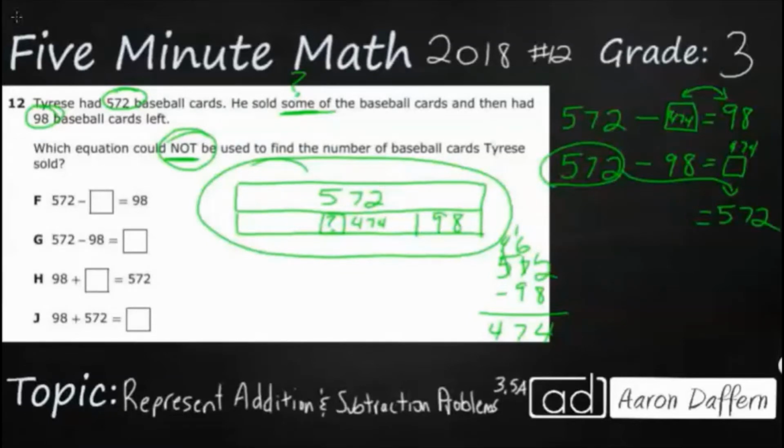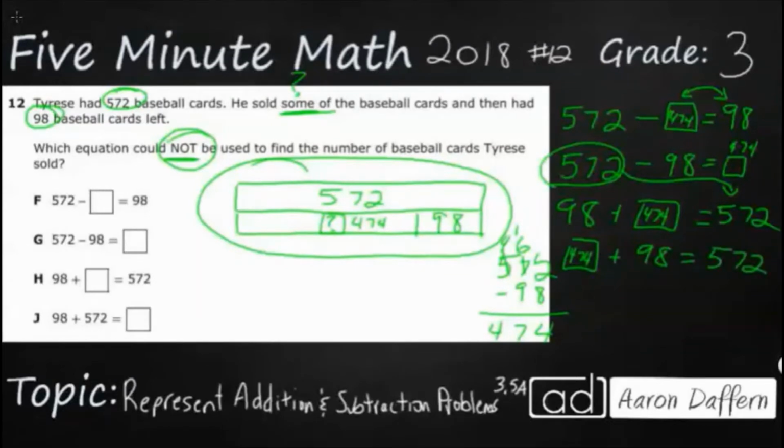And so really what we're going to do is take these other 2 numbers and just represent it this way. 98 plus, we'll put a box. We can put a 474 if we want to. And then we can just flip the 2 addends, 474 and 98. That should equal 572. So let's see what we have here.